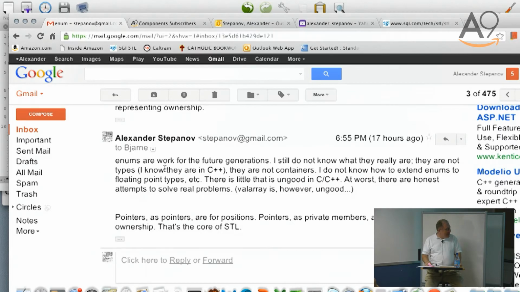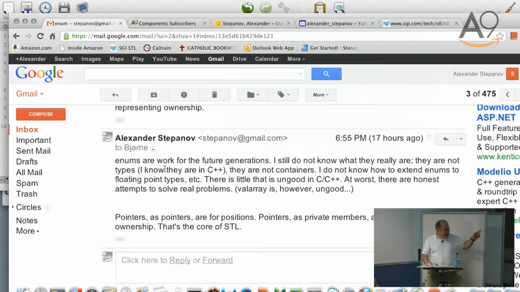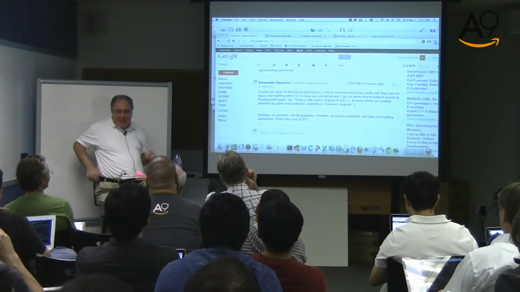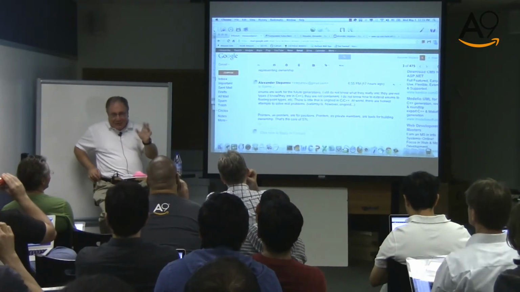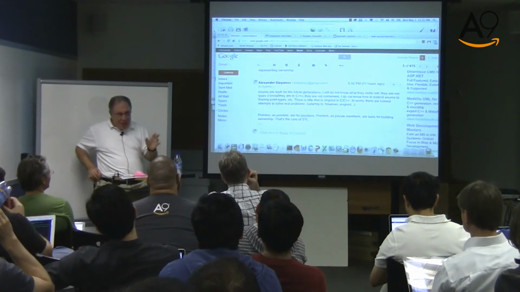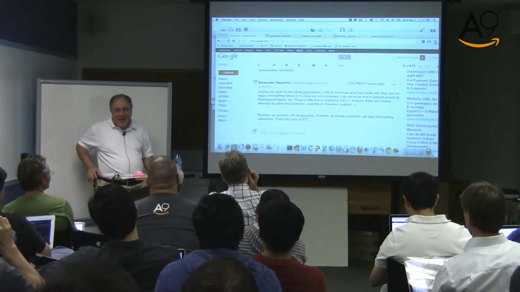They are not types. I know they are in C++. They are not containers. I do not know how to extend enums to floating point types, etc. There is little that is ungood in C++. At worst, there are honest attempts to solve real problems. Valarray is, however, ungood. This is an in-joke. There is a part of C++ which is beyond redemption. That's valarray.